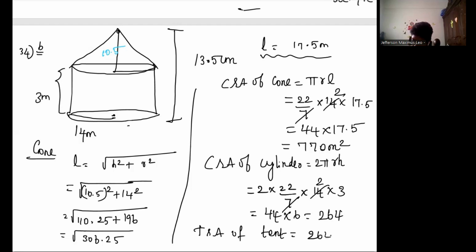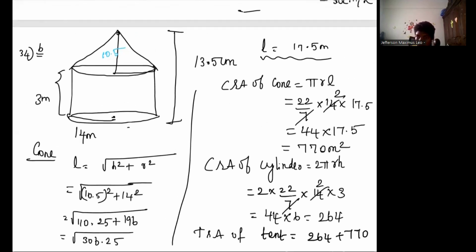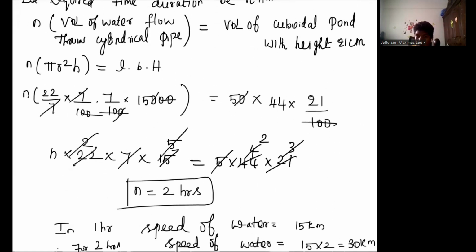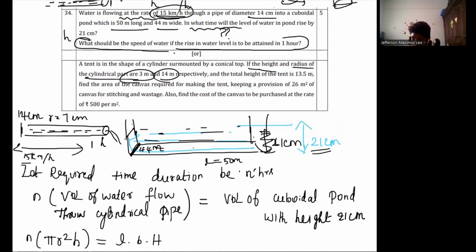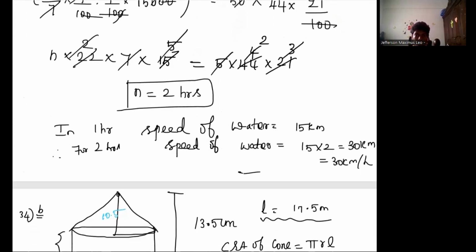So 264 plus 770 plus 770, so 1034. 1034, they have given the wastage, did you notice? 1034 meter square. The wastage is 28 meters square. Not minus 28, plus 28. The wastage gets added to the area. Keeping provision of 26 meters square of canvas for stitching and wastage. So 1062.